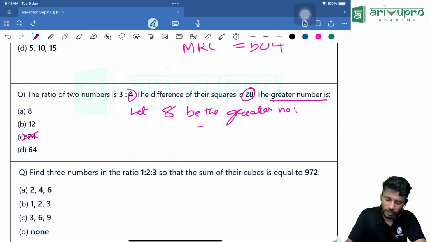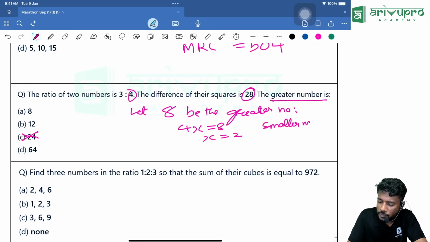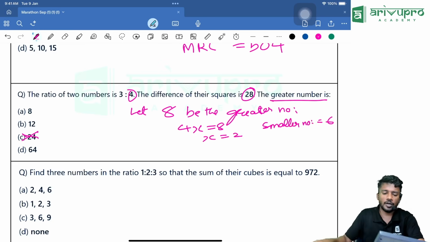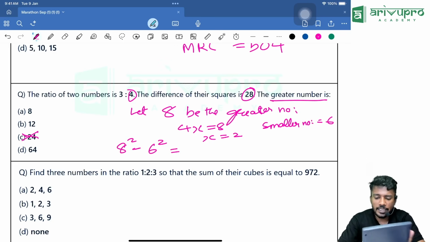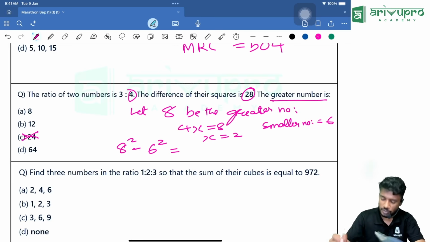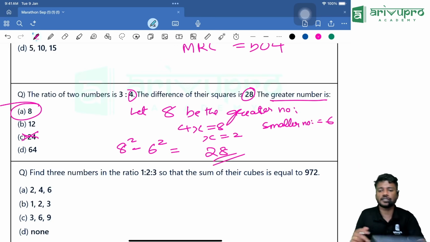The greater number. That means what? The 4x is equal to 8. X is equal to how much? 2. Then smaller number will be what? Smaller number is equal to 6. Now people check. 8 square minus 6 square is equal to how much? 8 into equal to M plus 6 into equal to M plus M minus. How much is the answer? 28, which is equal to 28. So option A is your answer.